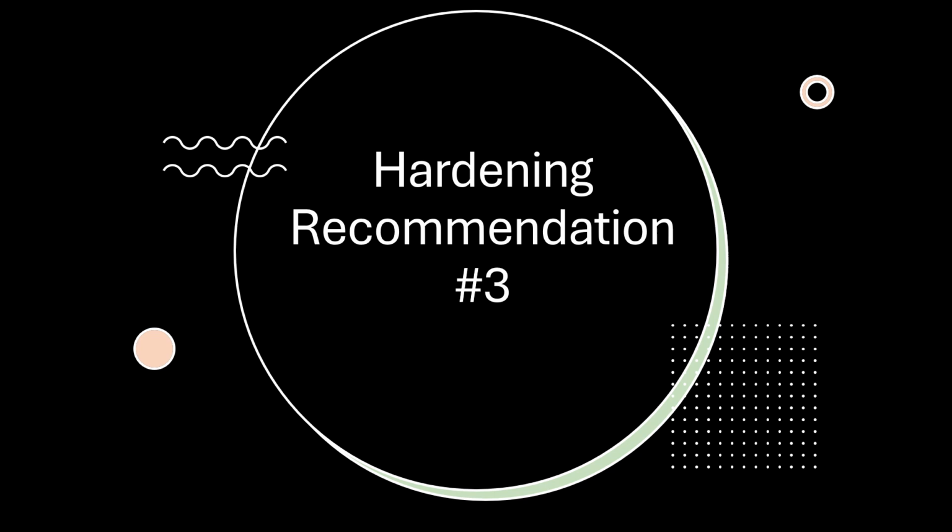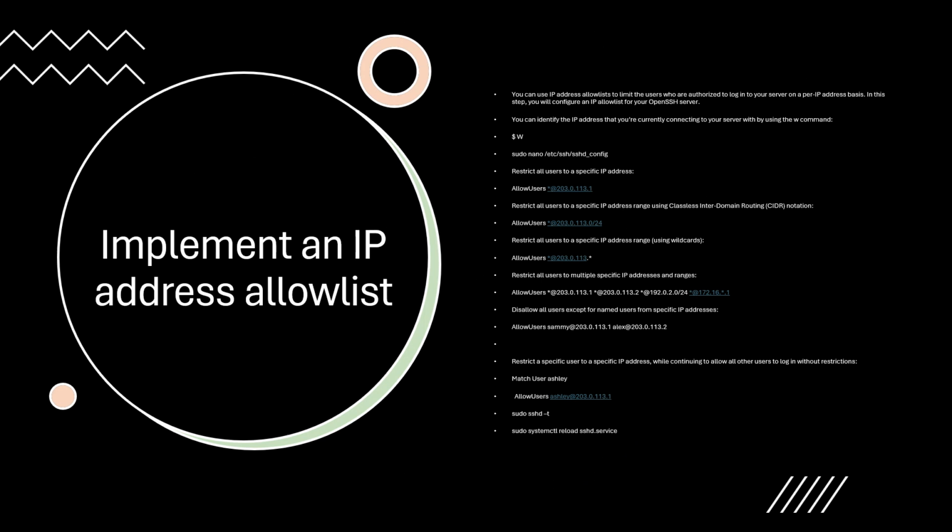The next one would be my third and last hardening recommendation, which would be to implement an IP address allow list. This was pretty long, but you can use an IP address allow list to limit the users who are authorized to log into your server on a per IP address basis. In this step, you will configure an IP allow list for your OpenSSH server. You can identify the IP addresses that you're currently connected to your server by using the w command.